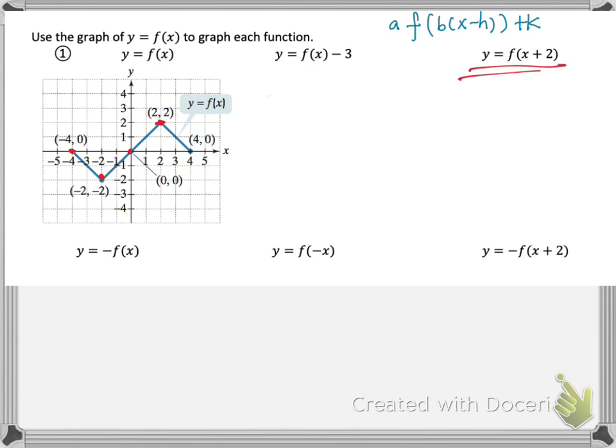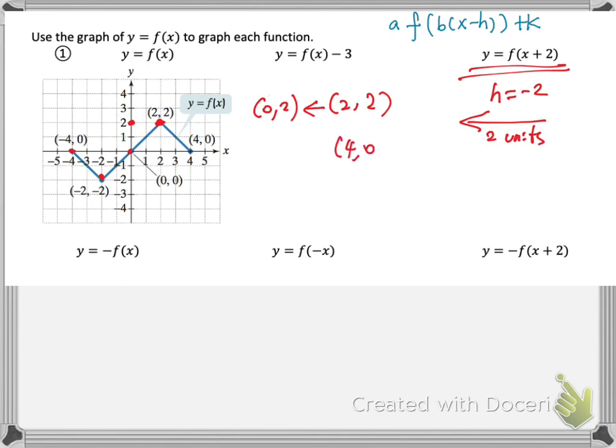Okay, so now let's look at the next one. Here h is negative 2, so that means we move to the left 2 units. The whole picture moved to the left. So now where does (2, 2) go? Move to the left, you get (0, 2). And then (4, 0) moves to the left 2, you get (2, 0).